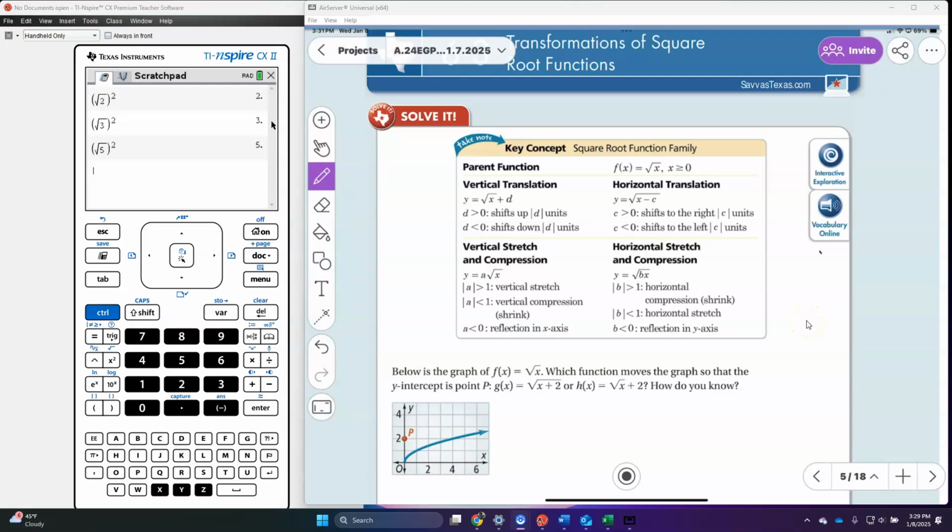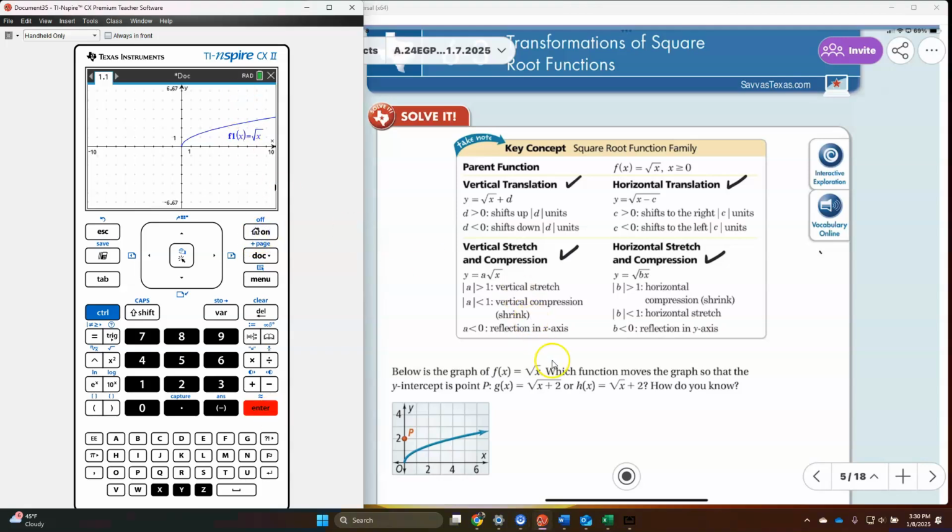Today's lesson will deal with transformations of square root functions. Some of the ones that we have to review are your vertical transformation, horizontal transformation, vertical stretch and compression, and then horizontal stretch. For example, below we have the parent function, which is square root of x, and it says which function moves the graph so that the y-intercept is at point P.